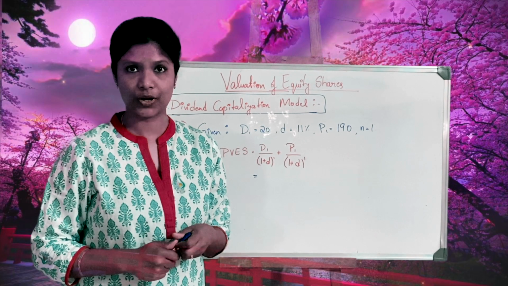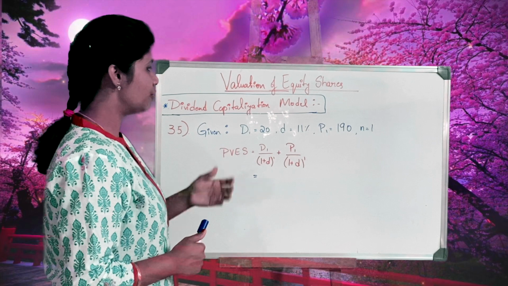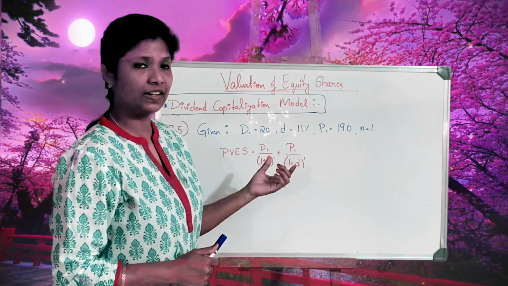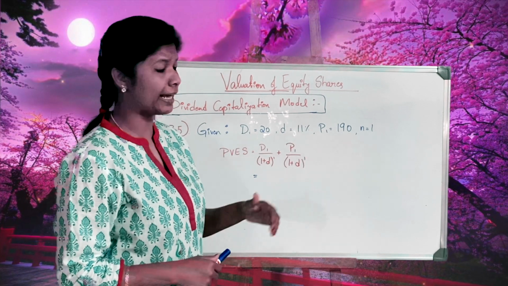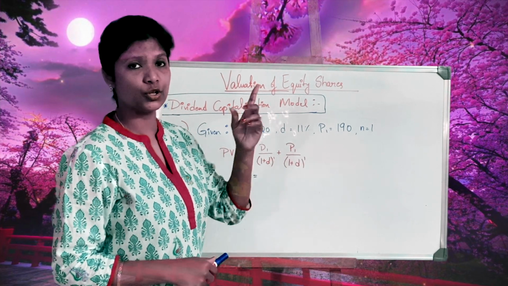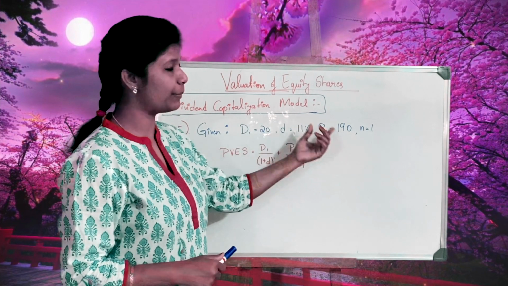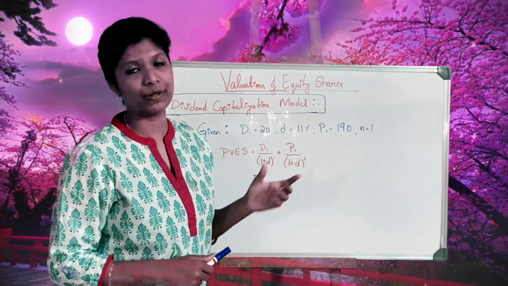Let's solve the first question under the topic. The question is giving you dividend at the first year as ₹20. The discount rate is 11%. The time period mentioned is 1 year, so it's a one period model. And the price at the end of 1 year is ₹190.